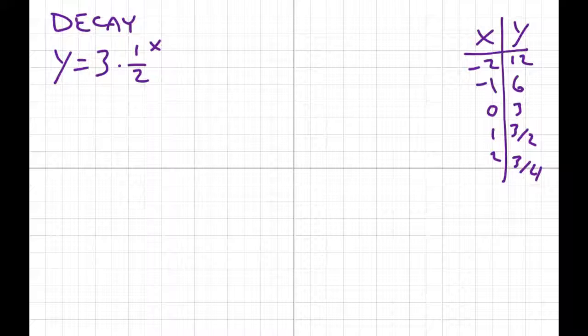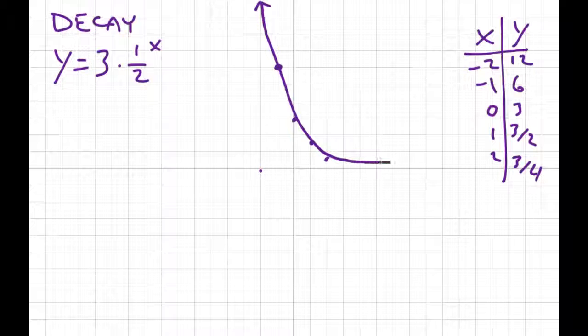All right, so -2, 12, I'm not going to be able to fit that on. If I come over here to -2, I know it's going to be up there somewhere. All right, -1, 6, 2, 3, 4, 5, 6, right there. 0, 3, 1, 3/2, 2, 3/4, and it's going to come down sharply, curve, steady out, and like I said, kind of goes along that x-axis forever.